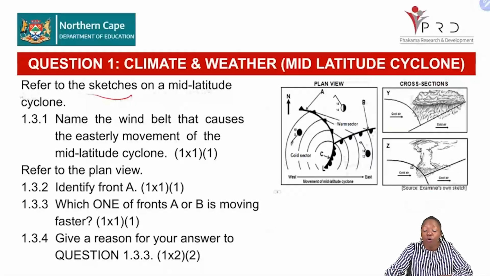In that plane view, we realize there are 2 fronts there, or actually 3. There is one labeled A, another labeled B, and another labeled C. Then we realize that we have a station model there, and there is a warm sector and a cold sector. Then going through the cross-section, it is Y. It's supposed to be an occlusion, but is it a cold occlusion or a warm occlusion? And then you are given Z also. In that cross-section, you realize the cloud type there. So it's supposed to tell you something. So again, let us go through the questions.